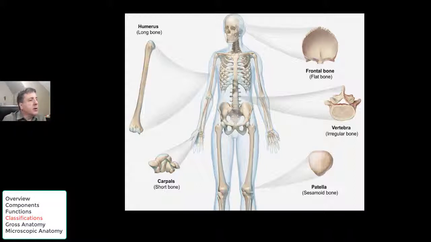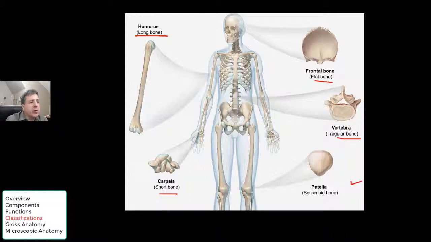Okay, so let's look at this first one here. Long bones. So we're going to have the basic bones: long bones, short bones, flat bones and irregular bones, and then we'll come back to this one here in just a minute.